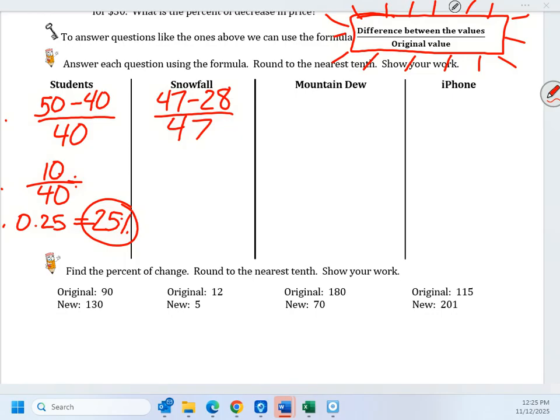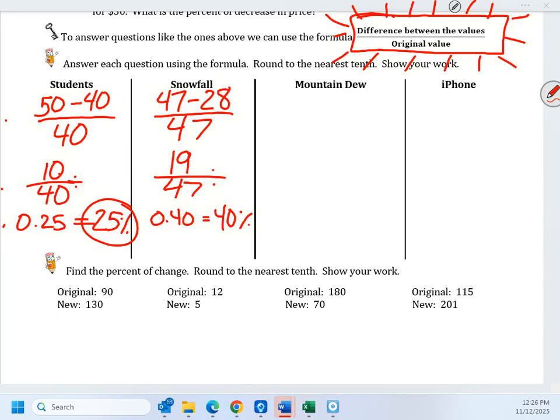So what is 47 minus 28? Clara? 19. So now I have 19 over 47, which means I divide them. What is 19 divided by 47? Finley? 0.40. So what percent is that? 40%.